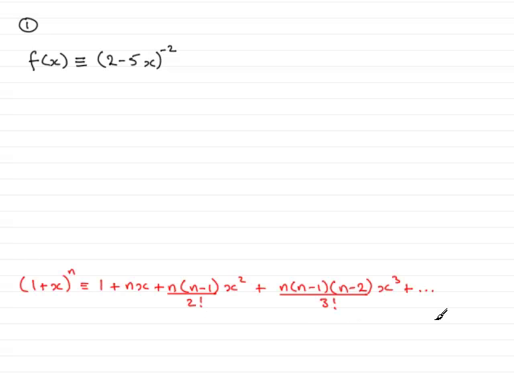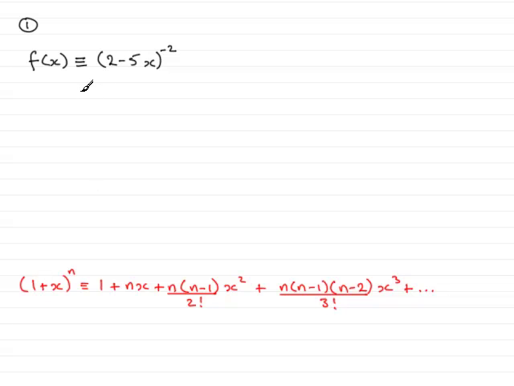Here it is down here. If you've got any bracket of the form (1 plus x) raised to the power n, then it's identical to 1 plus nx plus n times (n minus 1) x squared over 2 factorial, and so on. Okay? Now, if we're to do this, the problem is we've got this 2 here, and the formula has to have a 1 in this position.